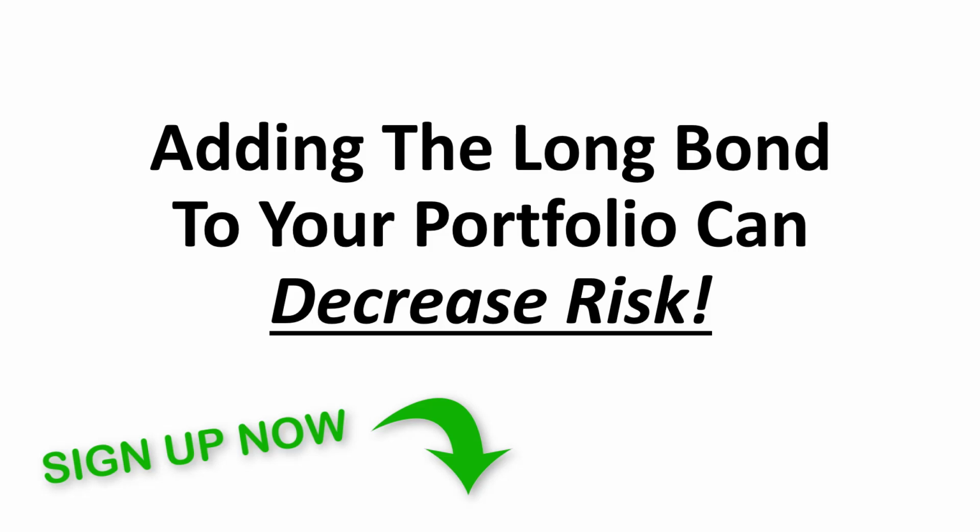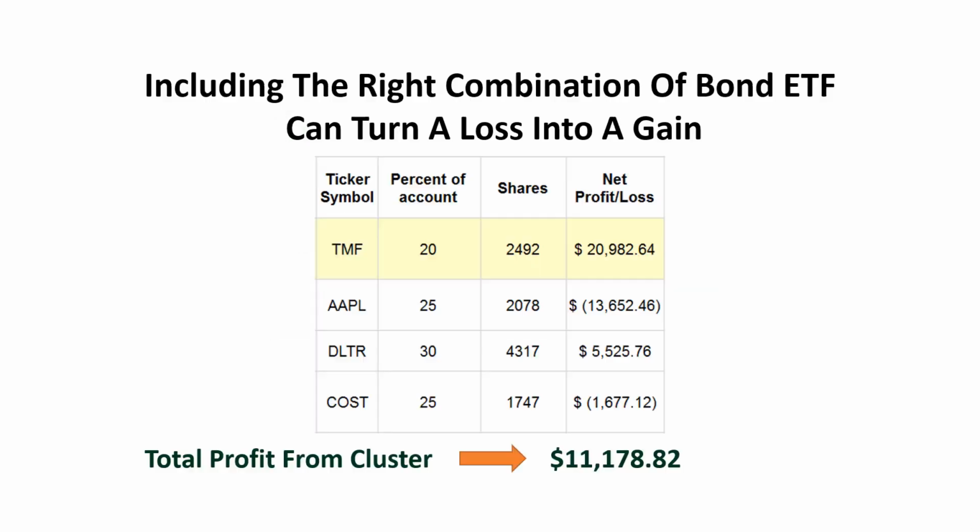So let's continue now. Let me show you some examples. So in this example, you can see a position cluster. A position cluster is when we create a position based on a few different ticker symbols. And what we usually do is include a bond. In this example, we have 20% in the long bond, as you could see here. And it offset the risk on the trade substantially. And I mean substantially, okay?